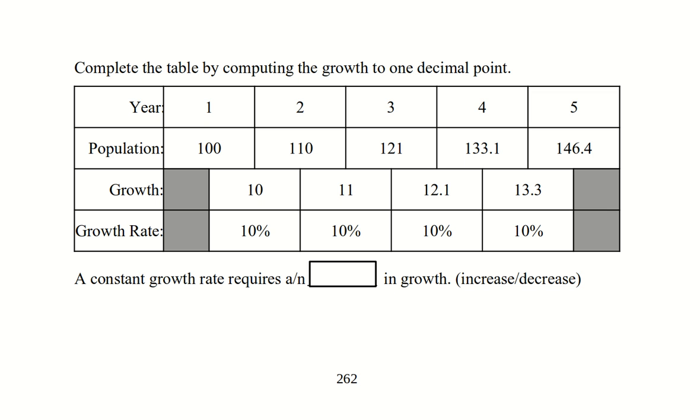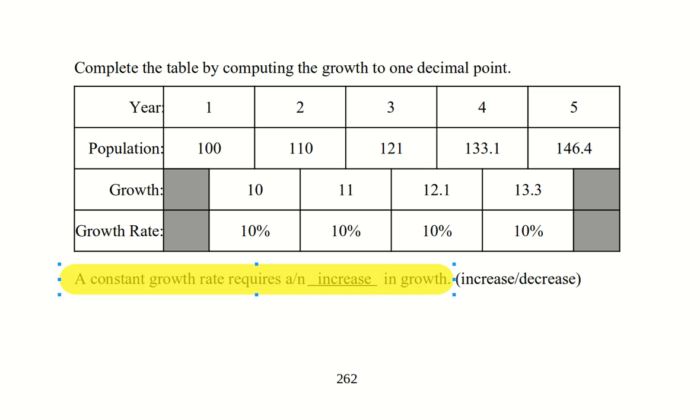So notice what's happening here. The growth rate is constant, but the growth isn't. The growth actually had to increase. That is, it had to be larger from one year to the next because as the population grew, that 10% also grew. So we were growing at an increasing rate from 10 in the first year to 13.3 in the last year. So let's take a look at that sentence. A constant growth rate, and rate is the key word there, requires an increase in growth. If the growth rate is constant, the amount of growth has to increase.